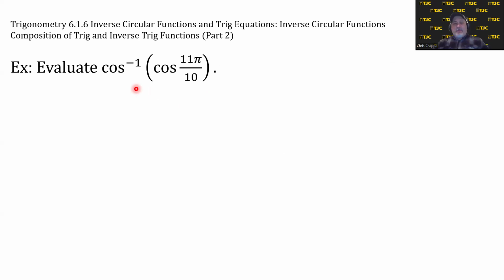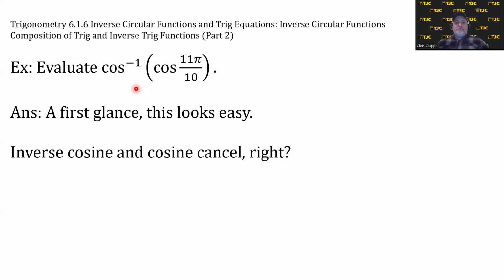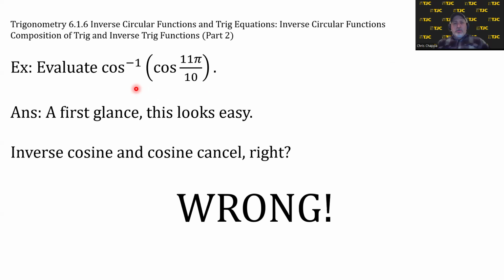I can already tell what some of you are thinking. This looks easy. Inverse cosine and cosine cancel, right? Wrong. What? I thought that... No, it's a domain range issue.